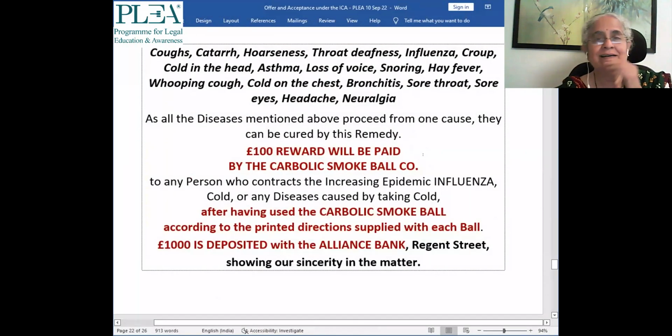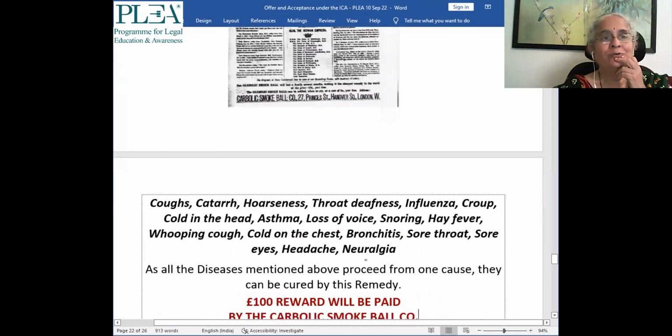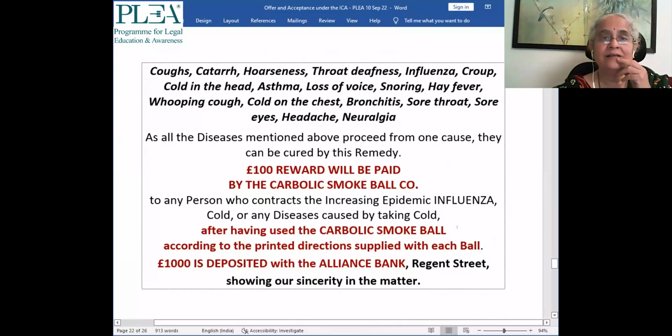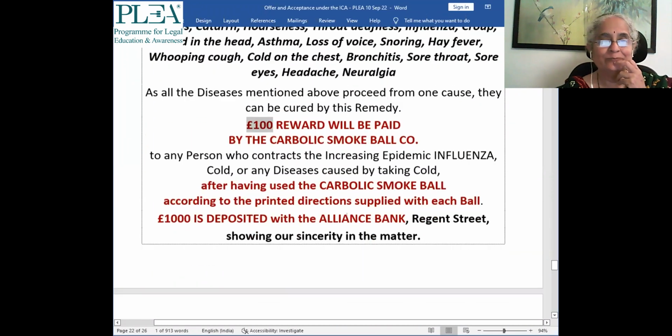And Mrs. Carlill, she purchased the carbolic smoke ball. Notice this advertisement, this part here, if you can notice my cursor. These are all testimonials given by people who have used that carbolic smoke ball and who have said that it is effective. Mrs. Carlill therefore purchased it, and she used the ball 3 times, and she caught influenza, and she filed a suit to recover £100. It's a large amount in 1892.